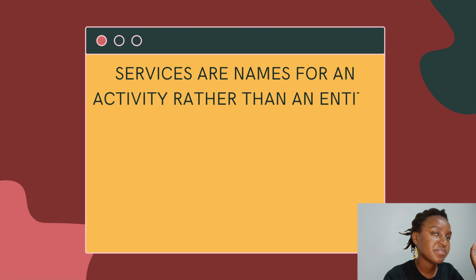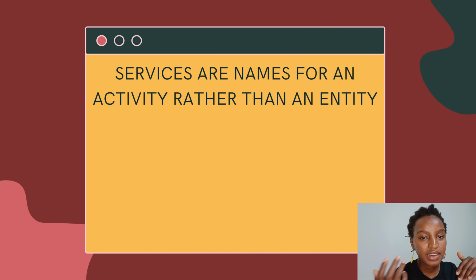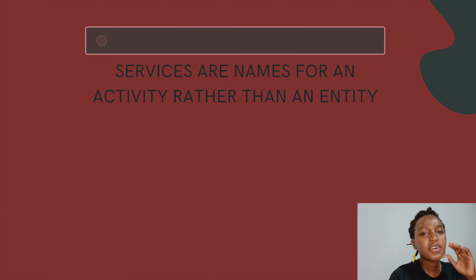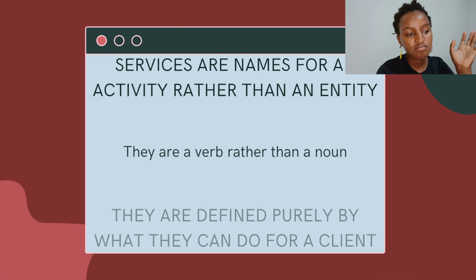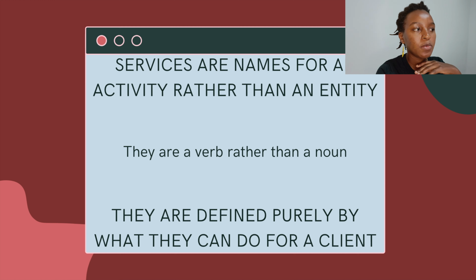Let's look at some need-to-knows when it comes to services. Services name an activity, an action, rather than an entity. Think of services more like verbs, more like doing objects rather than nouns. Ideally, they're defined purely by what they can do for a client, what they can do for another entity, what they can do for different entities, performing operations that interleave the two different entities. That's where a service comes in.